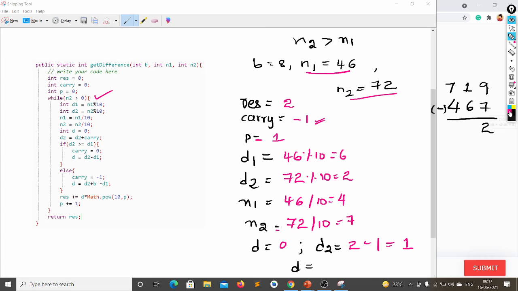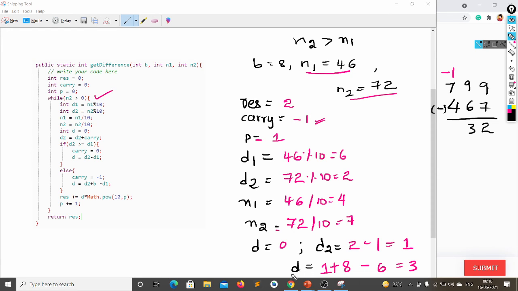Again, let's see what my D2 is. Is D2 greater than D1? Is 1 greater than 6? No. So again the else condition. My carry will be minus 1 here, and my D will be D2 plus base, which is 1 plus 8, minus D1. What is D1? 6. That is 9 minus 6, 3. It's simple. So here carry is minus 1 and I borrowed 8 from the left side. So 8 plus 1 is 9, and again 9 minus 6 is 3. Again, go through the next iteration.